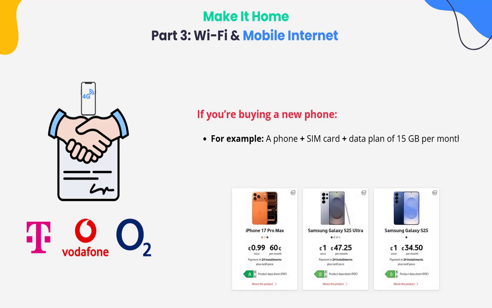For example, you might get a phone with a SIM card which has a data plan, say 15 GB per month. You would pay a down payment, maybe around 300 euros, and then around 40 euros per month for the rest of the contract period.